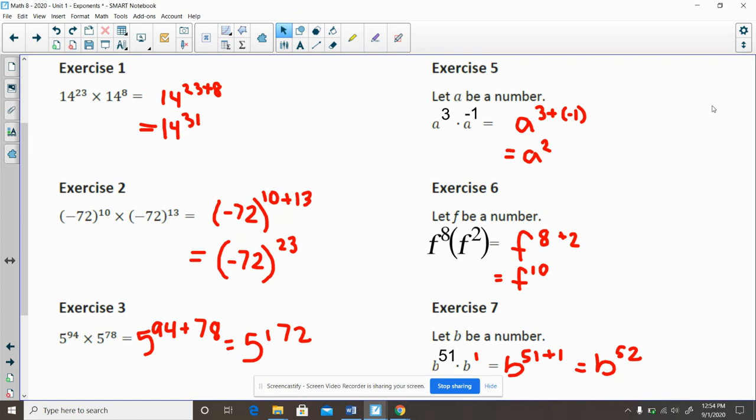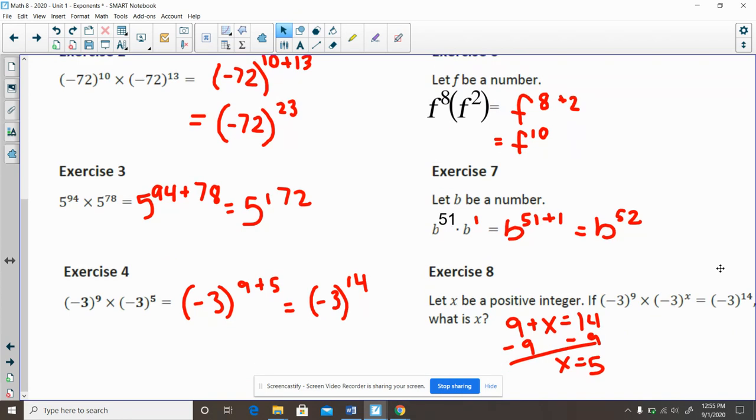You're just adding your exponents. Make sure for exercise 2 that you have parentheses around the base because you have a negative base. Make sure that for exercise 7, if you don't see one, put 1. So if there is no exponent, that means that there's just one b. So you have to put a 1 there. Okay, so it's 51 b's and 1 b gives you 52 total b's. Okay, if you need to pause this in order to check your work, please do so.